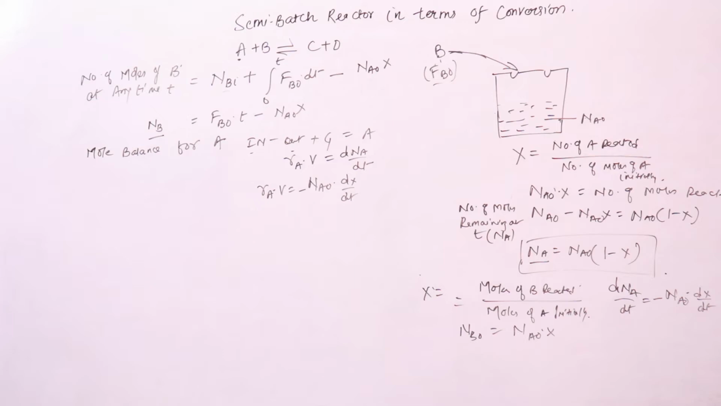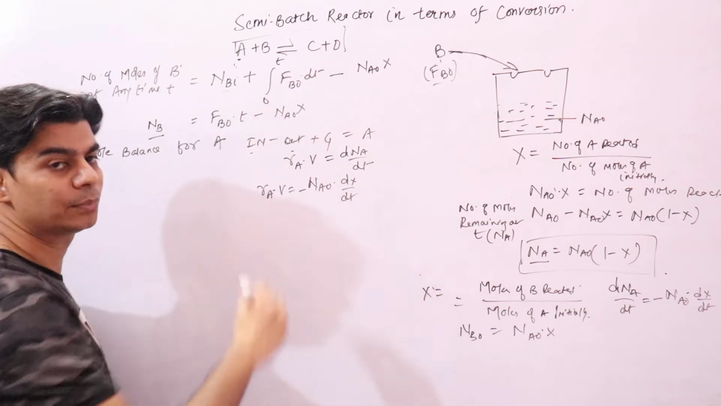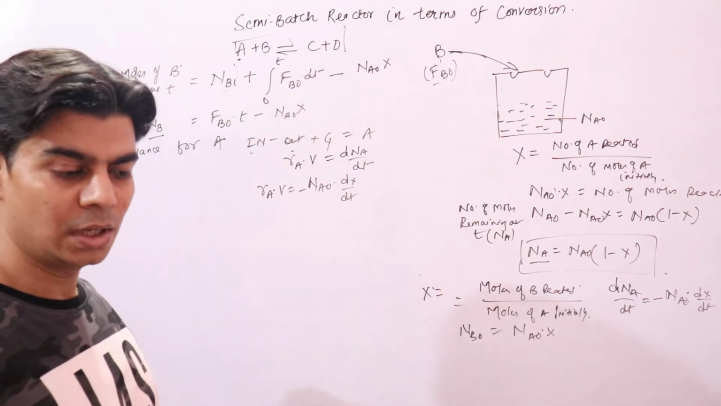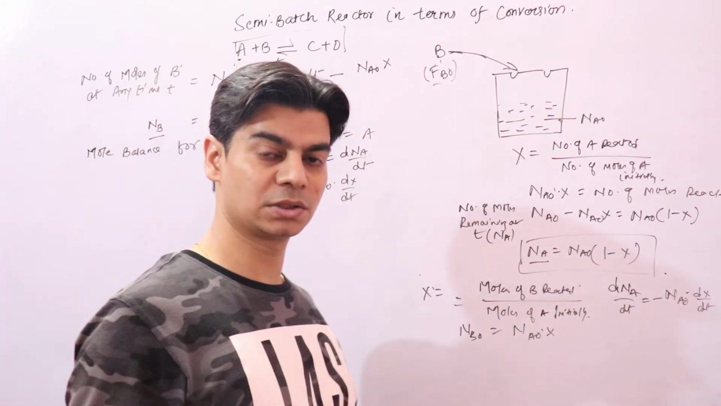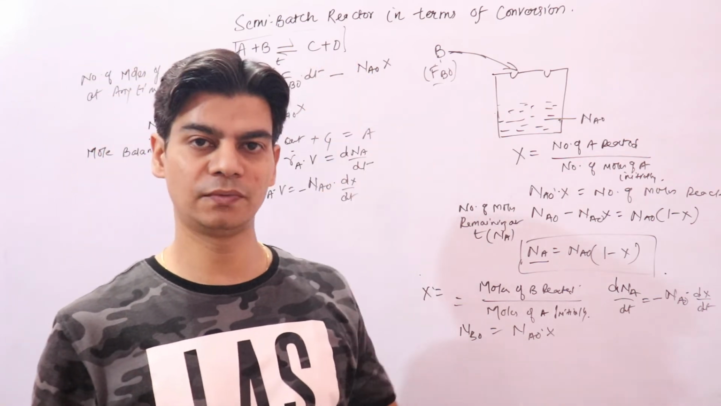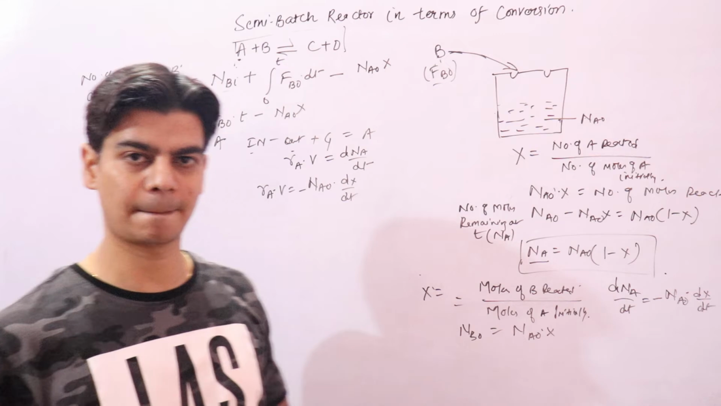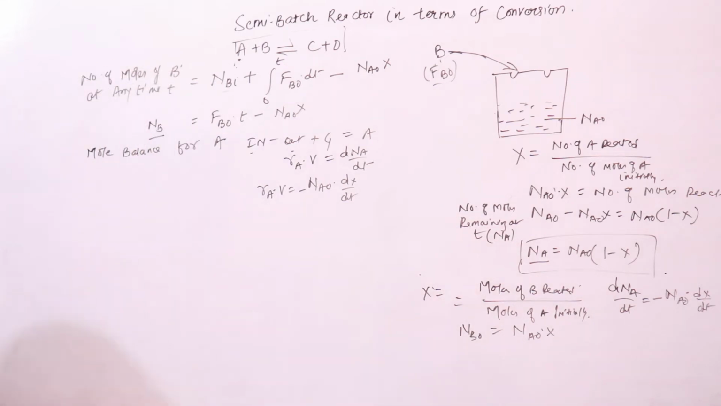right? Now in this equation, just remember one thing, that reactants are decreasing and products are increasing, right? So the number of moles for products will increase. For C and D, the number of moles will increase, whereas for A and B, the number of moles will decrease, right? So now we'll use this concept.